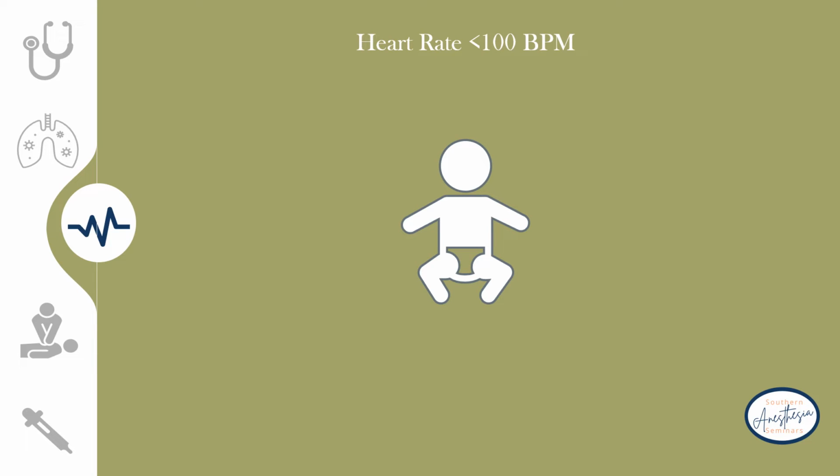Next, you want to evaluate the heart rate. Is the heart rate less than 100 beats per minute? If so, then you want to check for chest movement. How good of a chest rise do you have? If you're not ventilating well, then you may have to take some corrective measures. You may need to put the baby more in the sniffing position, check the seal on your bag mask. And if you still can't get a good chest rise, you may need to consider an ET tube or LMA.